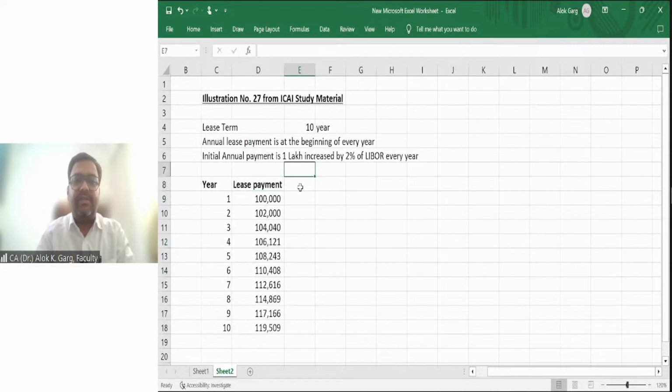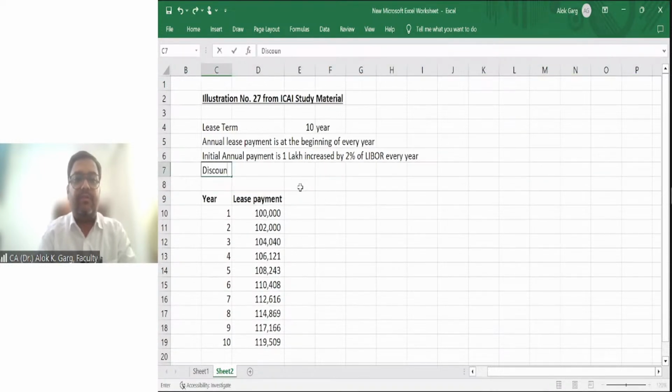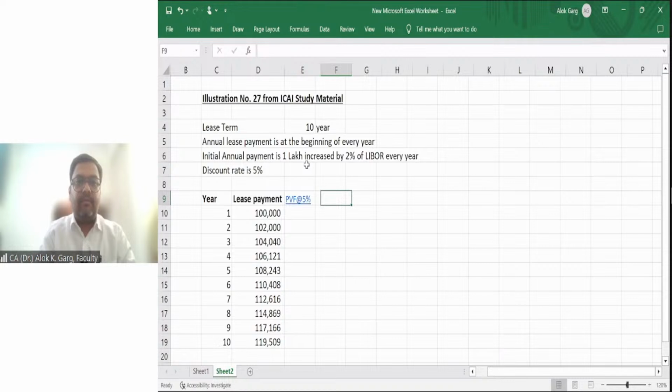Now in this question, the interest rate implicit in the lease is also given, so the discount rate is given in the question as 5%. So what is my present value factor at the rate of 5%?